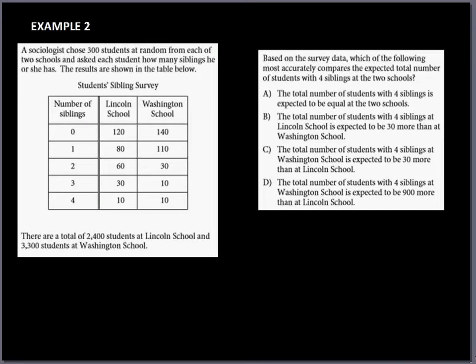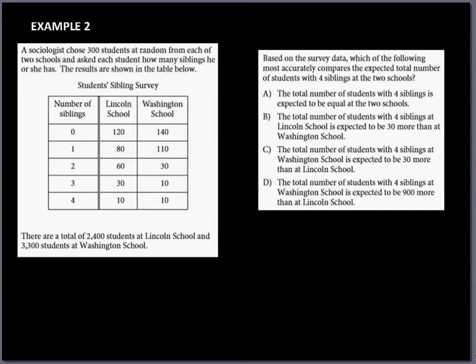Okay, let's take a look at example 2. We are looking at the table that apparently came from a sociologist who chose 300 students at random from each of the two schools and asked each student how many siblings he or she has. The results are shown in the table below.